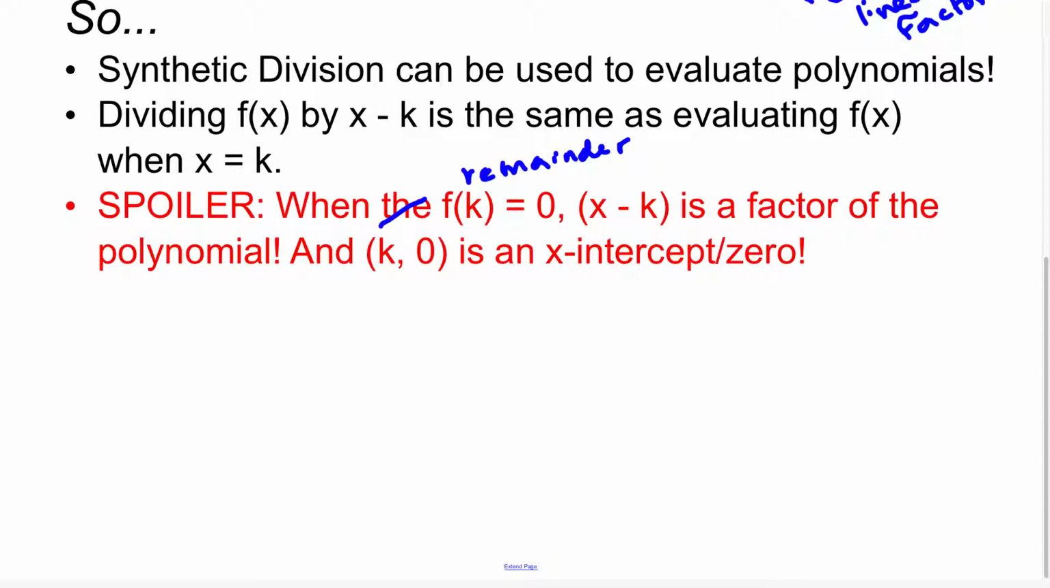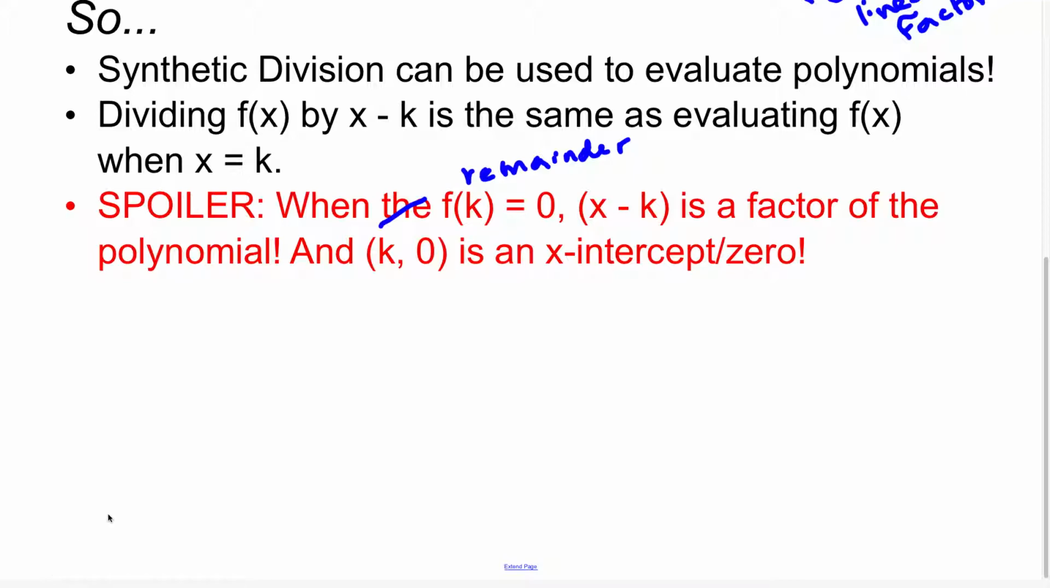So that should make sense to you. And then we know from parabolas already that in factored form, we can find the zeros. You just set your factor equal to 0, and boom, that's one of your x-intercepts. So we're going to build on this idea of the remainder theorem and use it to help us find the zeros or the x-intercepts of our polynomials.